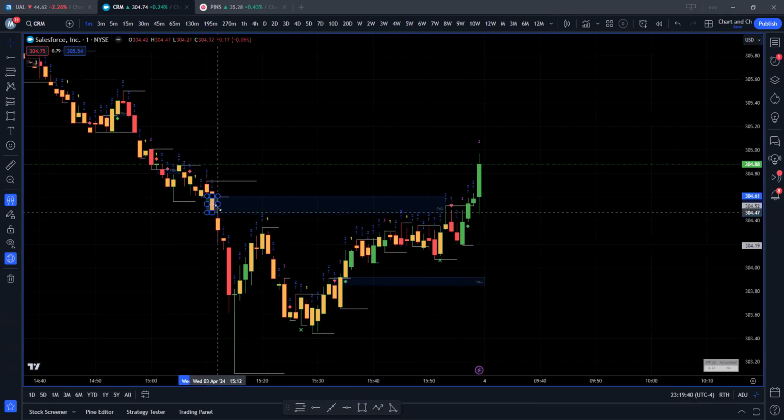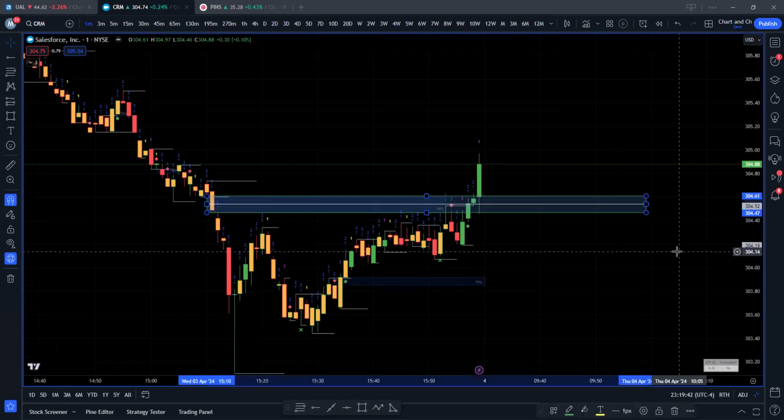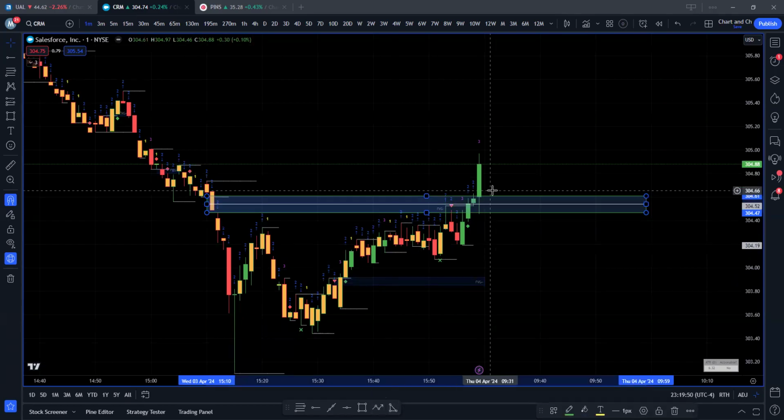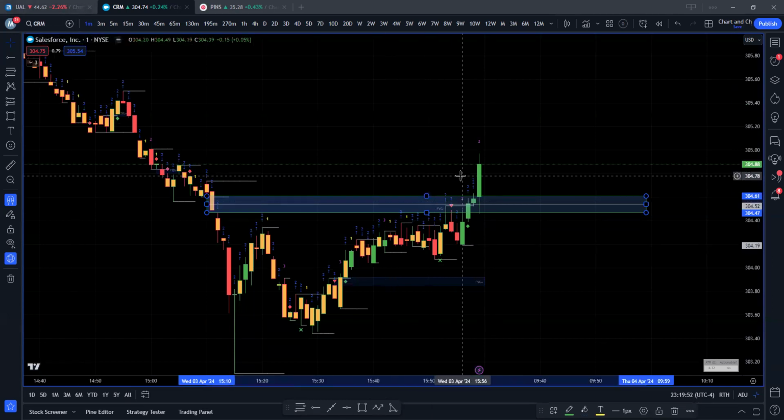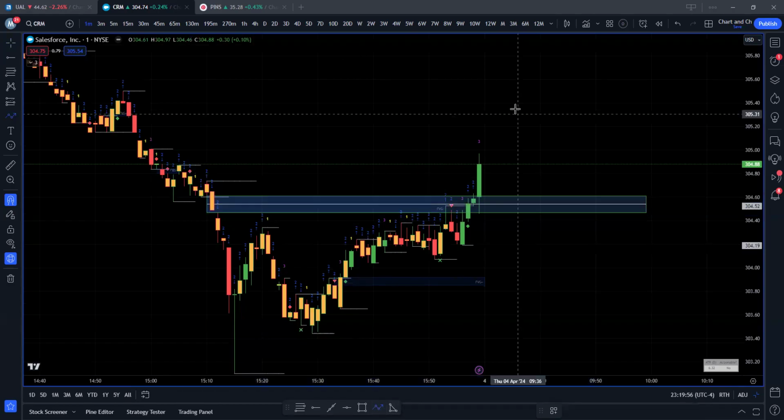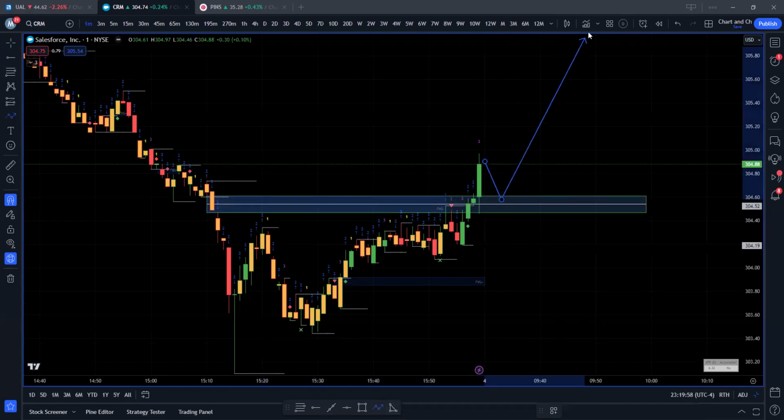Facts. I wonder if this is going to turn into an inversion setup. Ooh wee. I know it's only the one minute, but that'll be pretty freaking sweet actually. We pull back, use that as support, and gone.